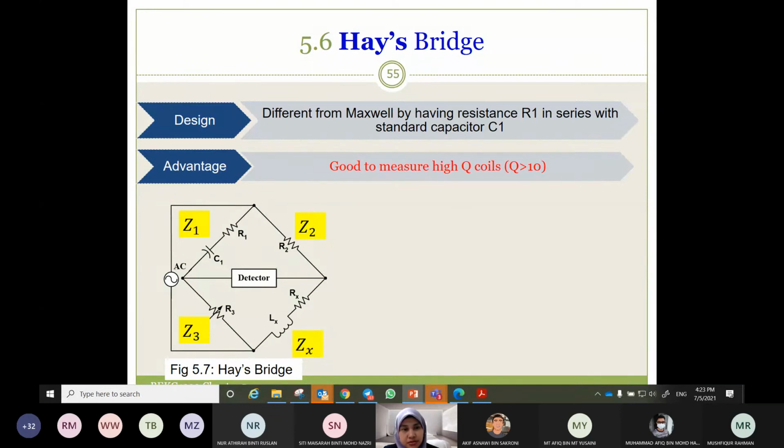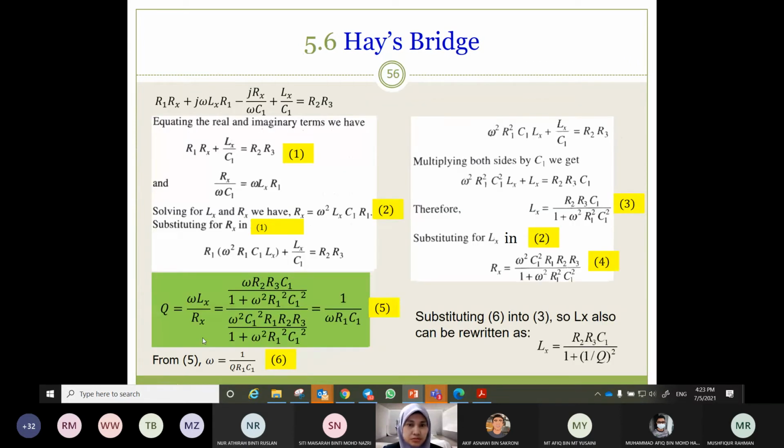But please be noted that ZL is equal to j omega L. ZC is equal to 1 over j omega C. So this is the configuration for the Hay bridge circuit. No need to memorize where C1, R1, L are. We just refer to the circuit and derive. So this is the circuit. We know that Z1 Zx is equal to Z2 Z3.